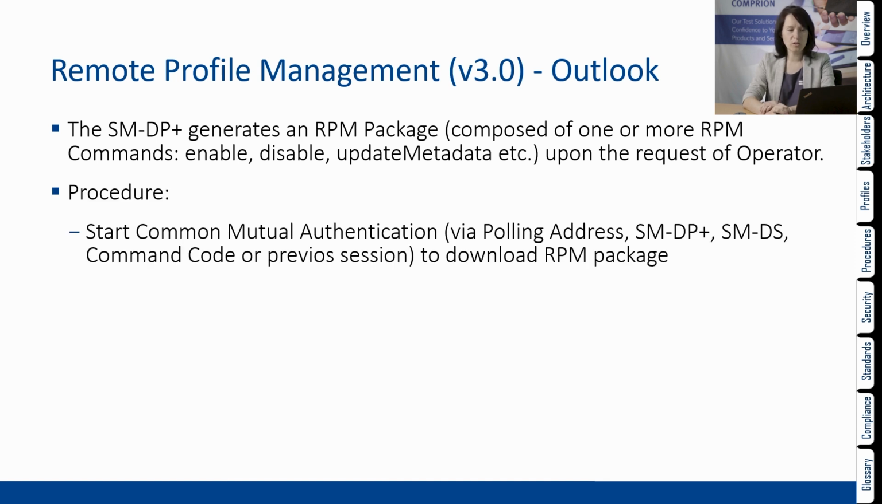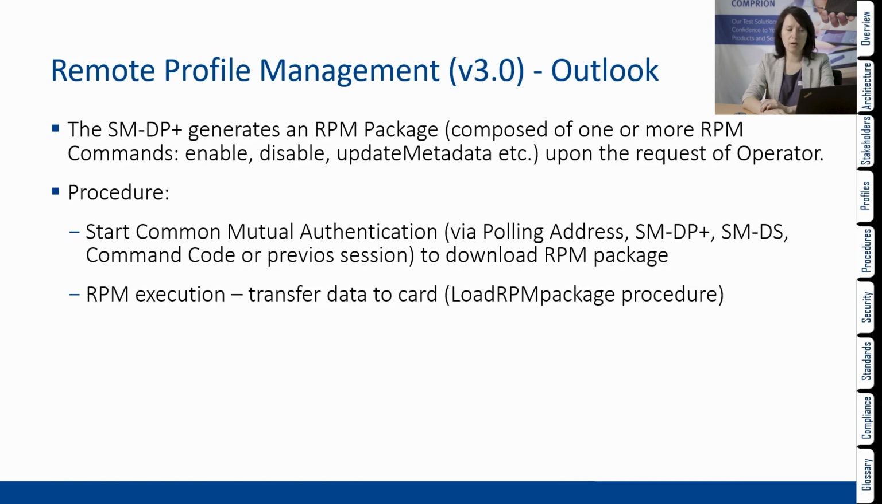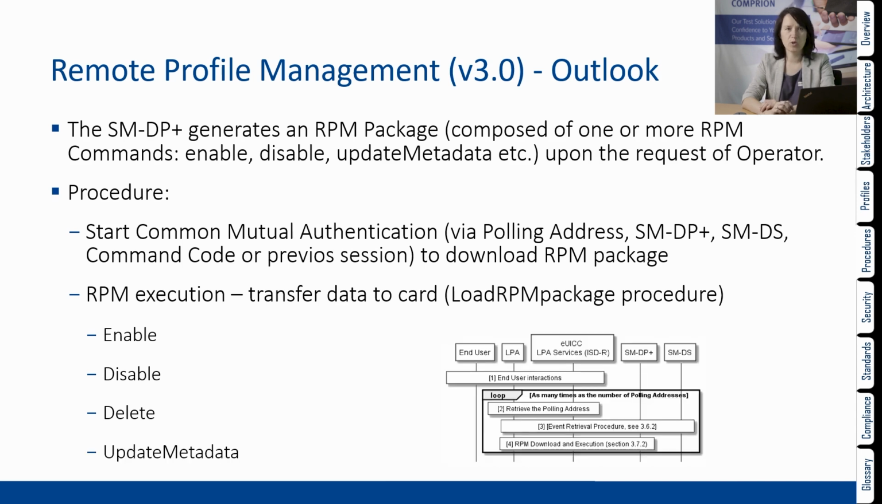For the procedures part, this starts with the common mutual authentication part using polling address, SMDP Plus and SMDS, command code or previous session to download this RPM package. And then in the next step there will be the RPM package execution, transfer data to the card with a load RPM package procedure for the enable, disable, delete. Okay, this is simplified, so what is inside? Some of the new features: there is a procedure description already in the newer version, but for the moment they are not yet published.